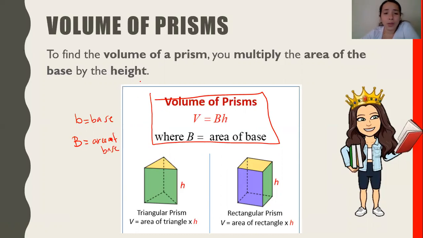I want you to copy this. That's in the red square. So volume of prisms, V equals BH, where B is equal to area of base. And I'll explain what that means as soon as you're done copying that down.